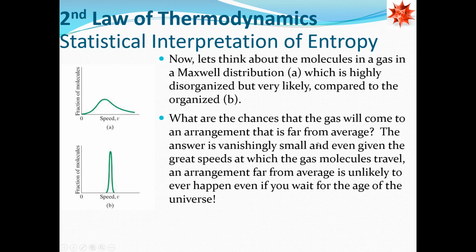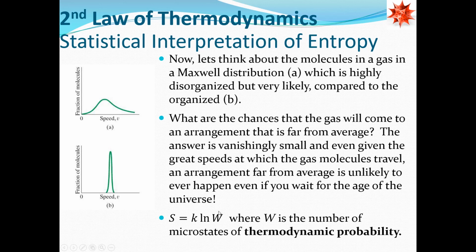So this is just asking, what's the likelihood of actually getting a very specific microstate if you have a ton of them? And it basically says you'd have to wait until the end of the universe and you still wouldn't see it in a lot of cases.